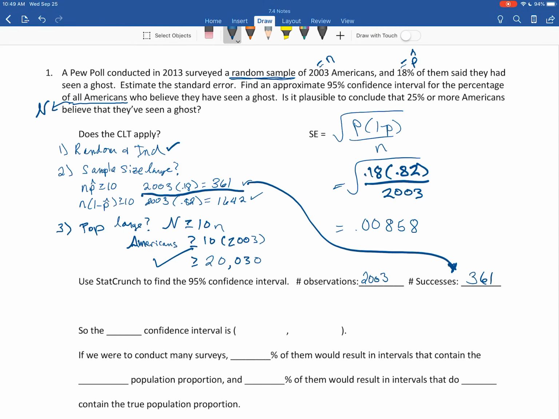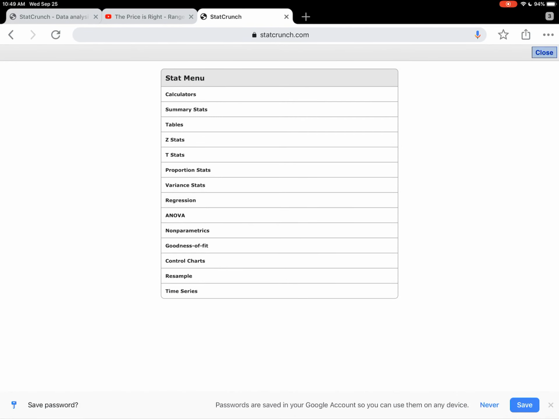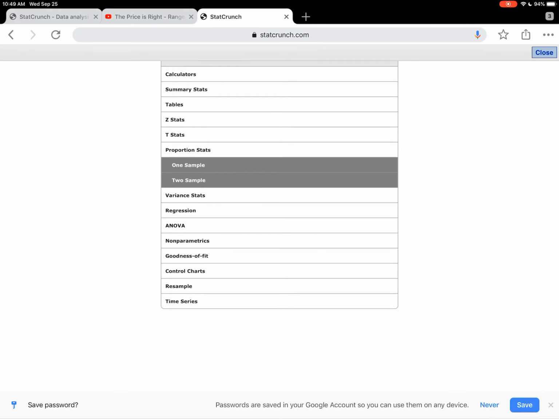Okay, so this is what we need to tell StatCrunch when we get there. So I'm going to open up StatCrunch, and we need to go under Stat and Proportion Stats. Everything in Chapter 7 and 8 is proportion stats, because percentages are proportions. We're using a percentage here, right? 18% or 25%. We're talking all about percents.